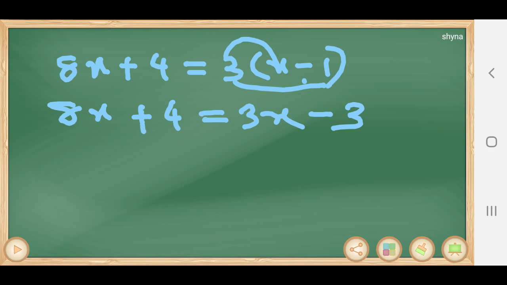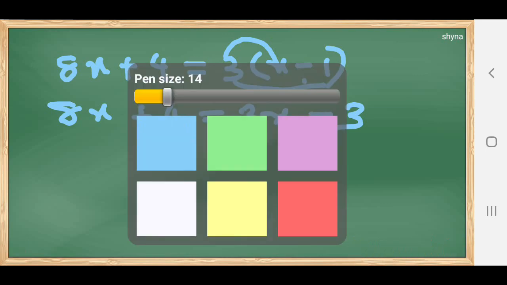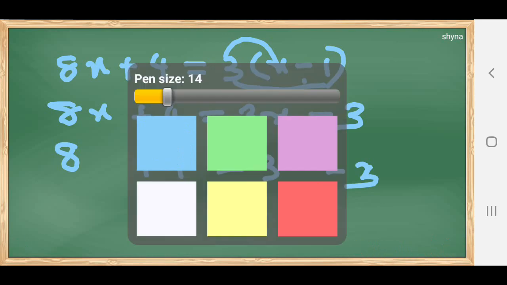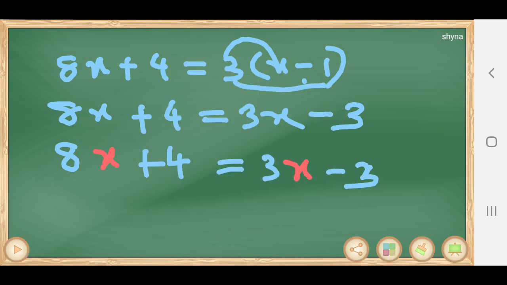Now we can say our equation also has variables on both sides. What are the variables? You can see 8x plus 4 and 3x minus 3. To identify variables, I am using another color. So 8x plus 4 equal to 3x minus 3. You can see x on both sides. What is the next step?